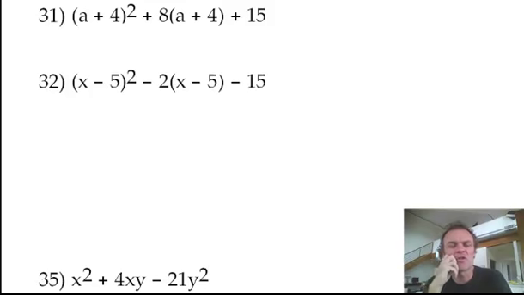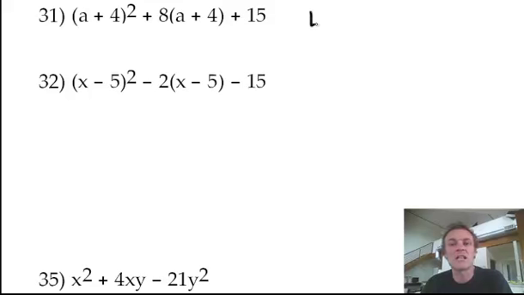Right, variations on the theme of factoring trinomials. Okay, look at this and think to yourself, how can I do this? I suppose one way would be to FOIL the a plus 4 squared, distribute the 8 through the a plus 4, and then get it all together and just factor a trinomial. But they've deliberately written these so you do this.